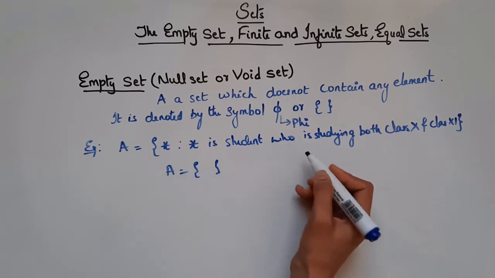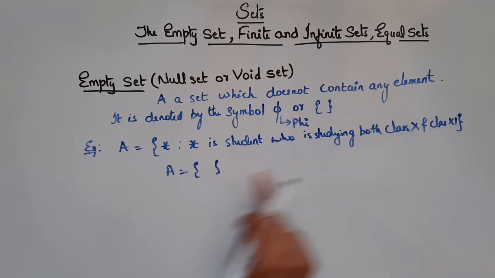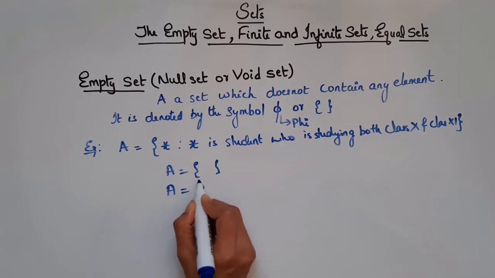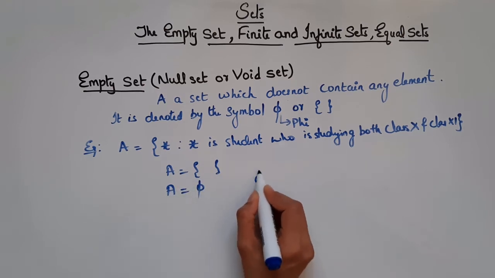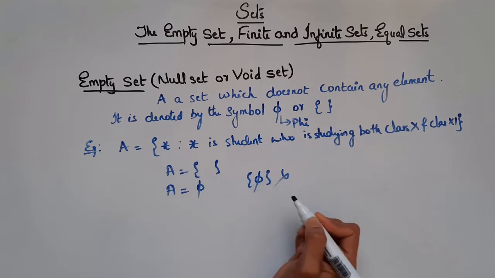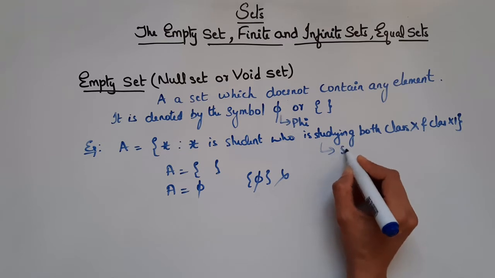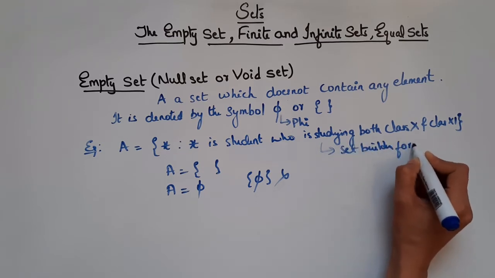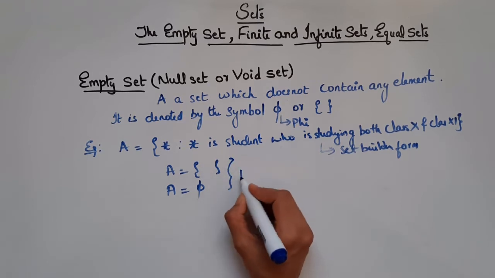We don't have any student who is studying both class 10 and class 11, right? So therefore the set A is an empty set. Or you can also write this as A is equal to phi, which means it's an empty set. So you will not write this phi inside the curly braces. So this will be wrong. Only phi. So here this is in set builder form and these two are in tabular form.